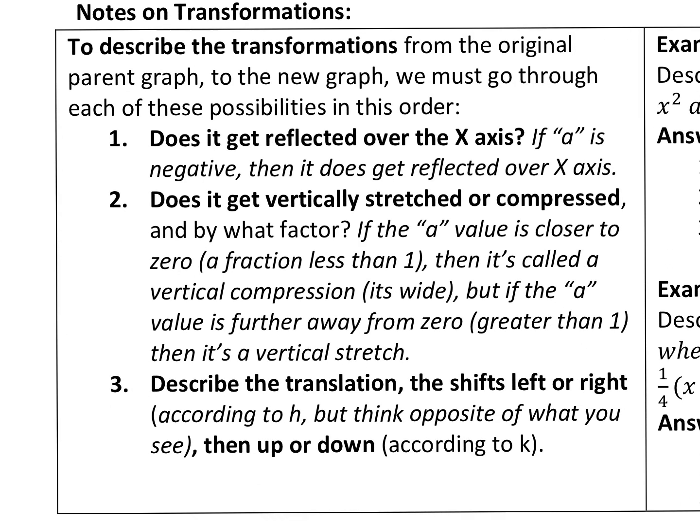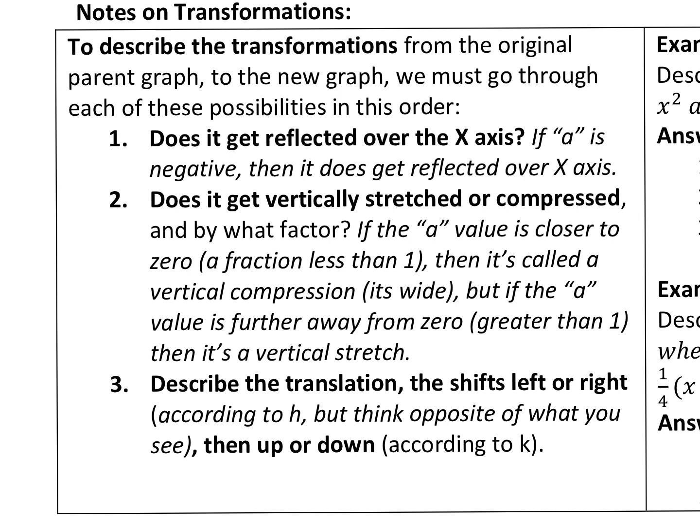Here it is, the notes. To describe the transformations from the original parent graph to the new graph, we must go through each of these possibilities in this order. So you start with question number 1. Does it get reflected over the x-axis? Reflected over the x-axis is a fancy way of saying, does the parabola open down? And how do we know if it opens down? Well, if your a value is negative, then it does get reflected over the x-axis. So if you have a negative a value, you write down that it gets reflected over the x-axis. If you don't have a negative a value, you don't mention any reflection, because it opens up.